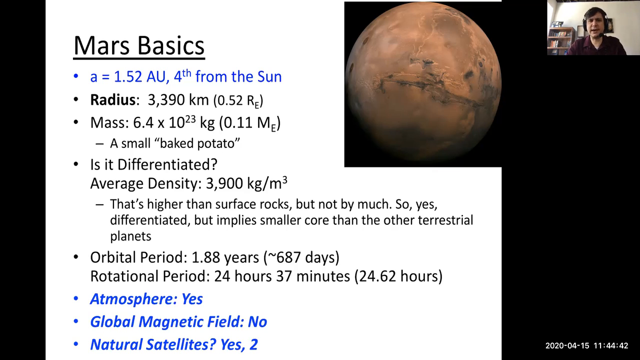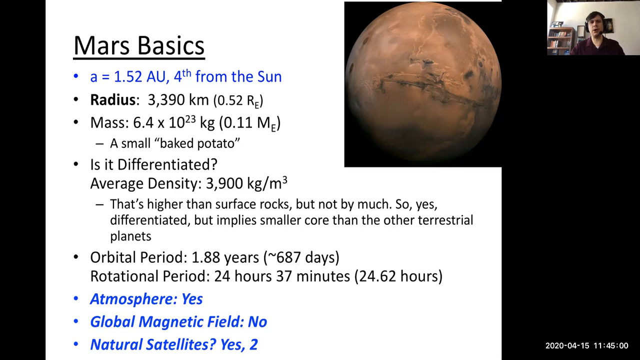We can really see that when we look at the mass. So the official mass is 6.4 times 10 to the 23rd kilograms. Yep, big number, right? Let's put that in context by comparing it to Earth. It's 11% the mass of the Earth, or 0.11 Earth masses. So yes, this is a small baked potato.